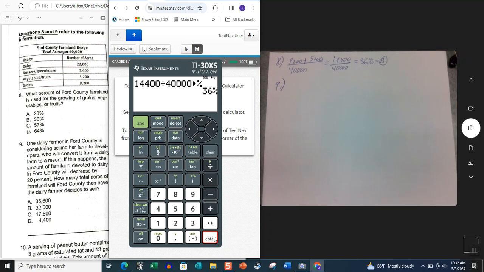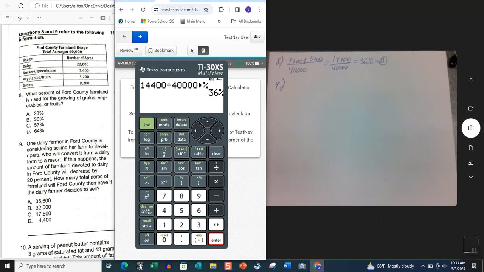Okay, number 9. One dairy farmer in Florida County is considering selling her farm to developers who will convert it from a dairy farm to a resort. If this happens, the amount of farmland devoted to dairy in Florida County would decrease by 20%. How many total acres of farmland will Florida County then have if the dairy farmer decides to sell? So it said that it would decrease by 20%.